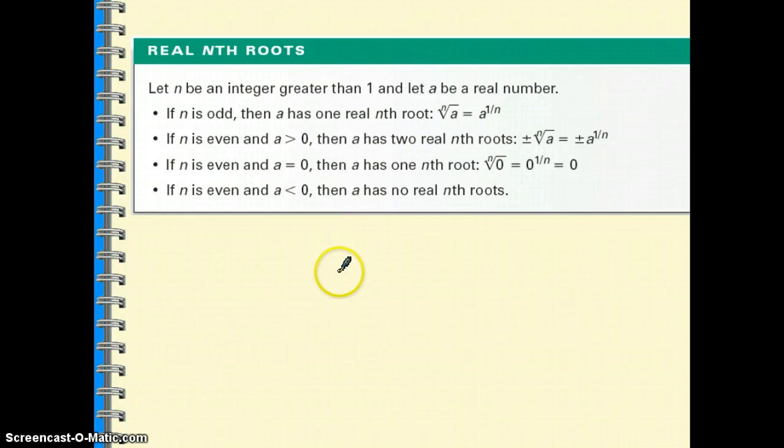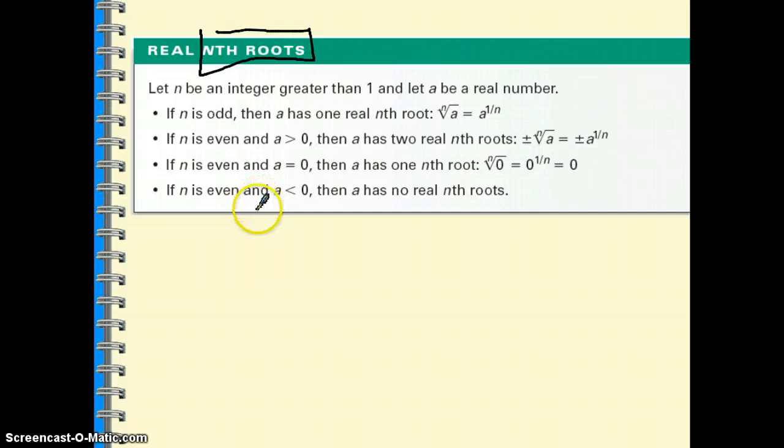So I want you to take a couple seconds and write down these 4 bullet points when we're talking about nth roots. Pause the video real quick and write down what I have here in this chart. Hopefully you have everything written down now so we can talk about what this says.